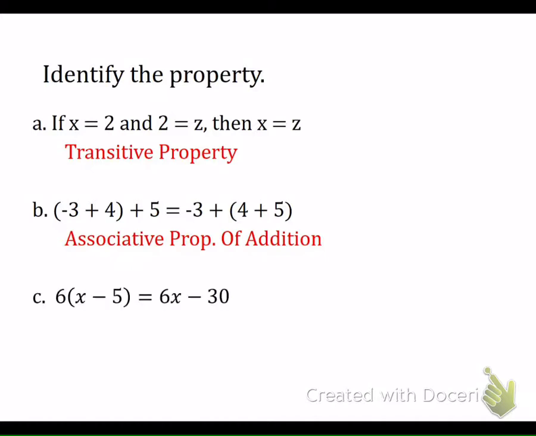All right, this is actually the one we just talked about. So we have multiplication, we have a sum or difference in parentheses. You can multiply each of those pieces by that number out front. This is called the distributive property. So your answer would be distributive property.